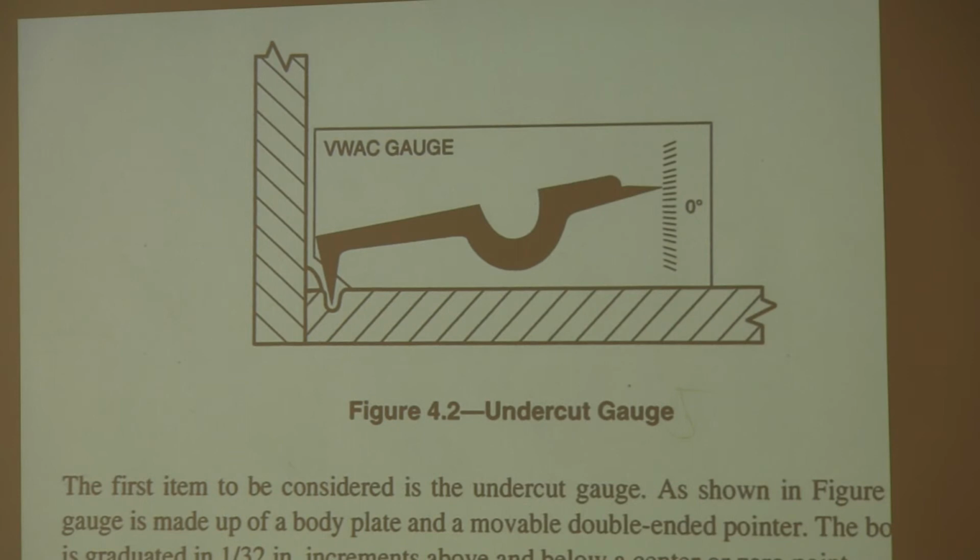This is an undercut gauge. It's got a little pointer on it that will press down into that undercut that we talked about, and then it's got a reading over here that'll tell you how deep that is. For undercut to be unacceptable, it has to be a certain depth, and so that's why you want to know the depth, and then you want to know how long it is as well. So that's why you need your ruler.